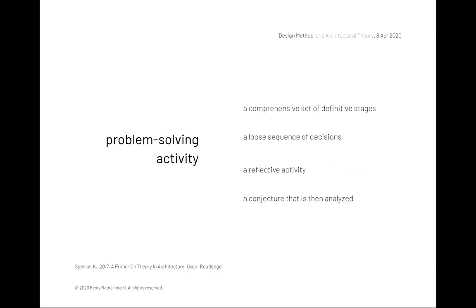Karen Spence, in her book titled A Primer Theory in Architecture, explains there are four types of problem-solving activities usually engaged by a designer, or in our case an architect, in delivering a design. There are a comprehensive set of definitive stages, a loose sequence of decisions, a reflective activity, and a conjecture that is then analyzed.